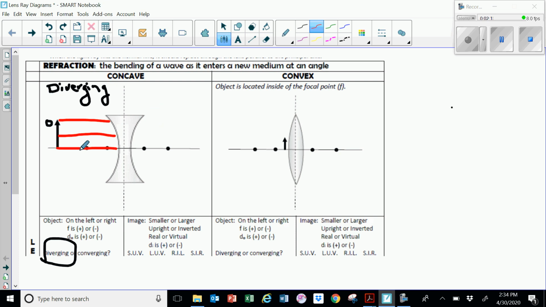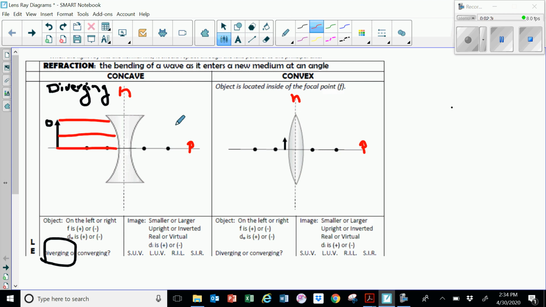This line through the middle of the lens is called the principal axis. I'll label that P. This axis up here is called the normal axis, and it's normal, or 90 degrees, to the principal axis, and I'm just going to call that N. This is the normal axis for these lenses.